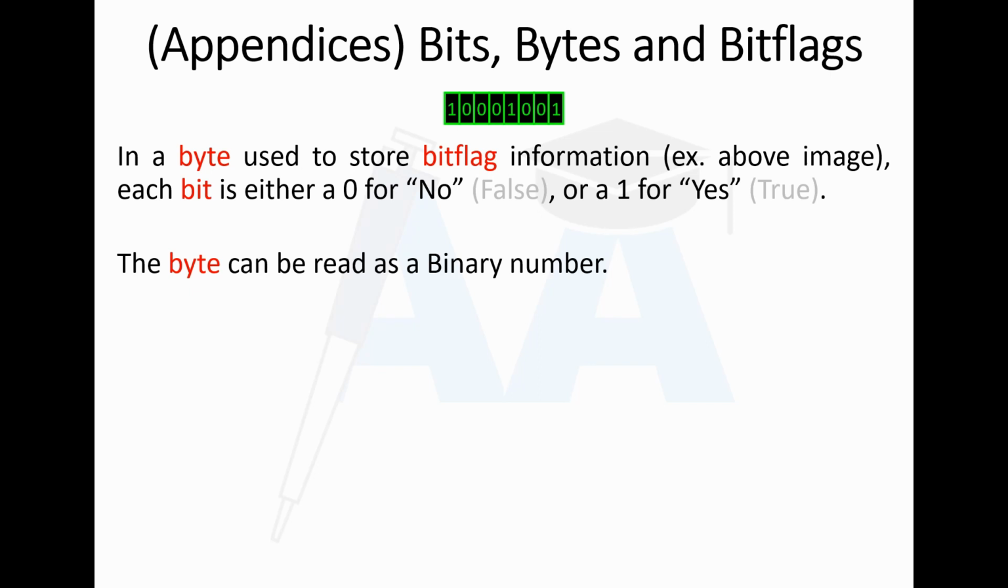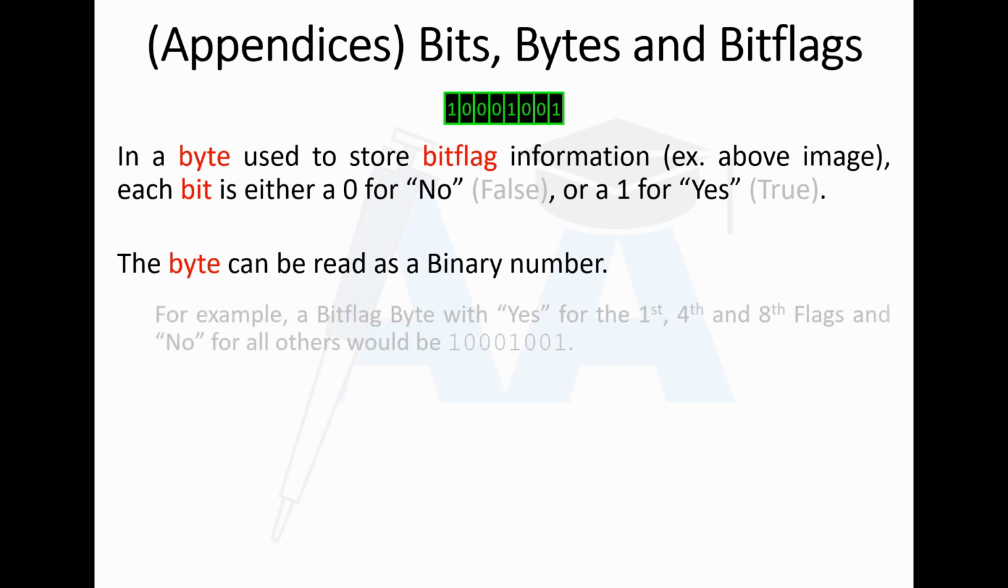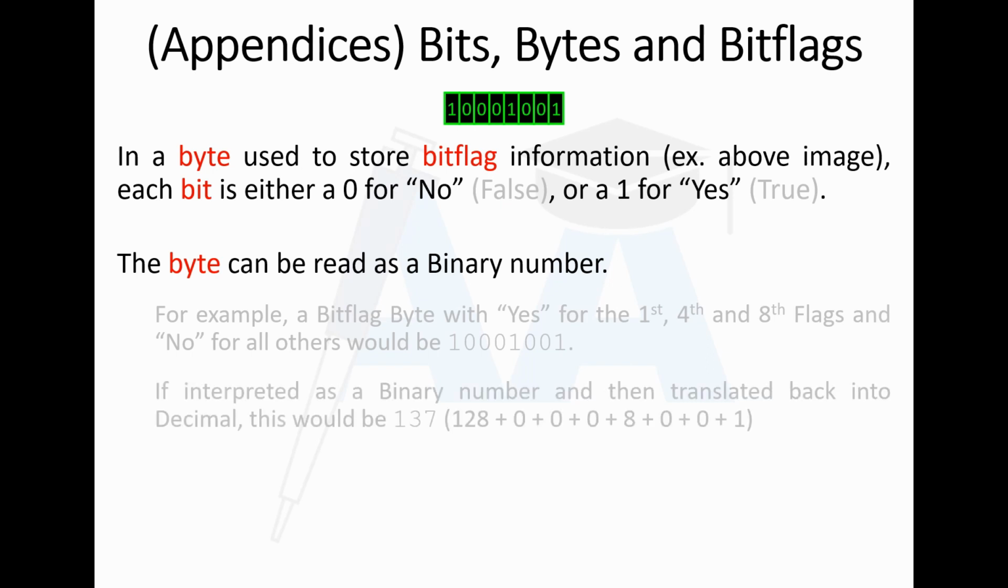Well, all bytes can be read as a binary number, and this includes bytes used for bit flagging. For example, a bit flag byte with yes for the first, fourth, and eighth flags, and no for all others would be 1, 0, 0, 0, 1, 0, 0, 1. If interpreted as a binary number and then translated back into decimal, this would be 137, which can be broken down into 128 plus 0 plus 0 plus 0 plus 8 plus 0 plus 0 plus 1.